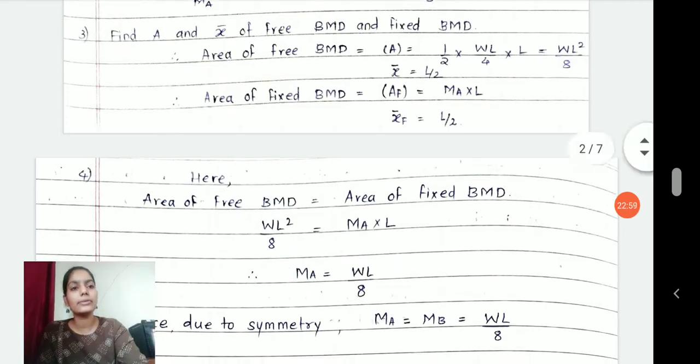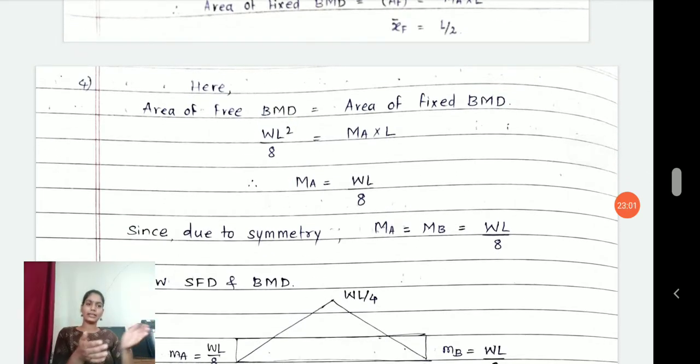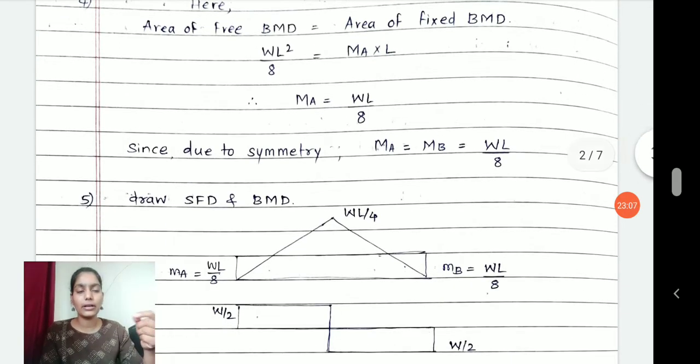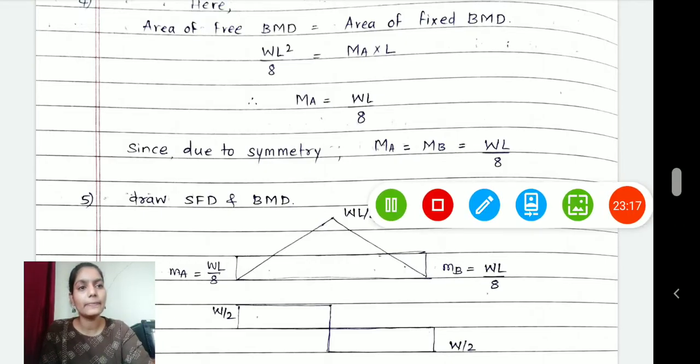Right. Now this will be the same moment at the other end, because MA and MB were the same. Therefore, no need to take another compatibility equation. No need of developing it, because we already found the unknowns MA and MB, which are WL by 8 and WL by 8.